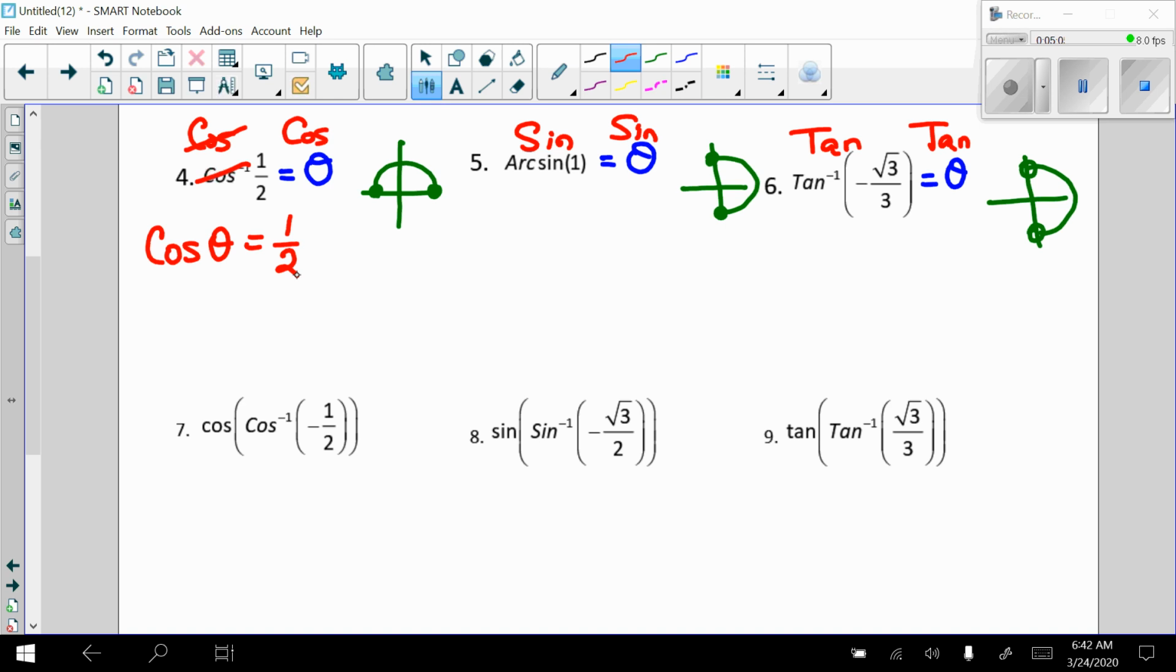And remember, I've been telling you for a long time, memorize those values on the unit circle, because now you should know that the cosine of theta equals 1/2 only when theta equals pi over 3, which, by the way, is 60 degrees. So that would be the triangle that looks something like this.